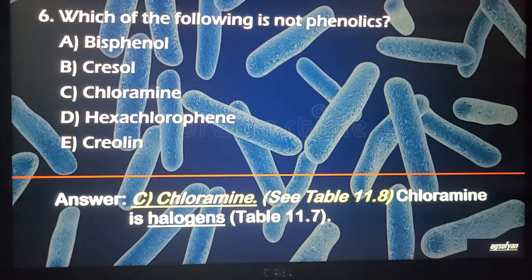Yes, the answer is chloramine. So chloramine is chlorine, which is halogens. So it is not phenolics. Another type of halogen is iodine. Okay, so chloramine is not phenolics.